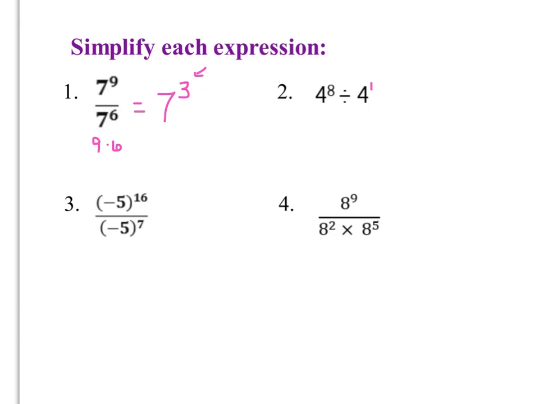Now for number 2, remember from yesterday, if I just see a number without an exponent, there is an invisible 1 as your exponent. If it helps to rewrite your problem vertically, you can do that if that is going to be easier to see compared to dividing horizontally. So I have the same base of 4, so I subtract my exponents, and 8 minus 1 is 7. So 4 to the 7th is my final simplified answer.